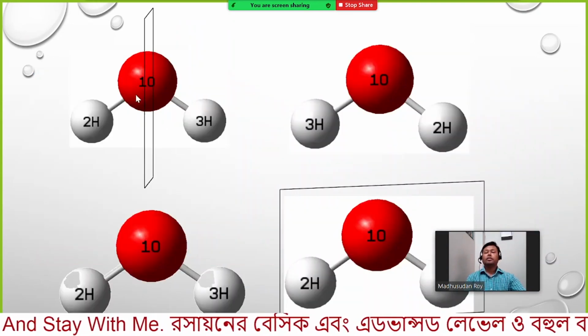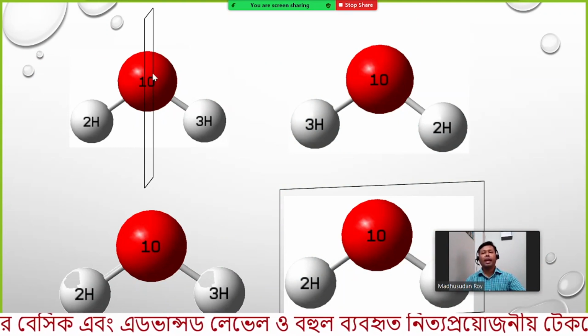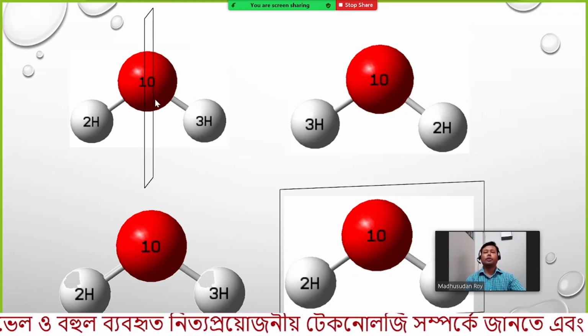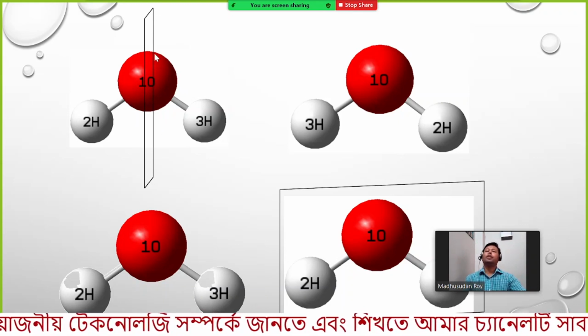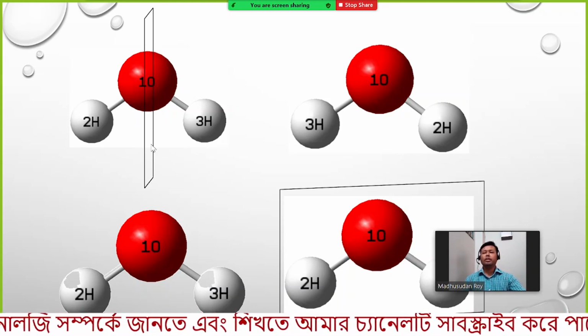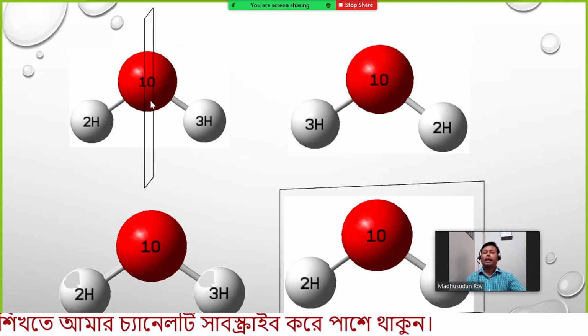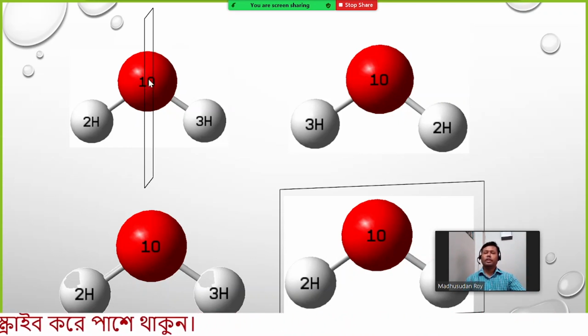So let us see, this is a water molecule. If you have a plane through the oxygen atom, like a mirror, you can consider this is a mirror or a plane. So if you consider this is a plane through the center of the molecule, that means the oxygen is the center.